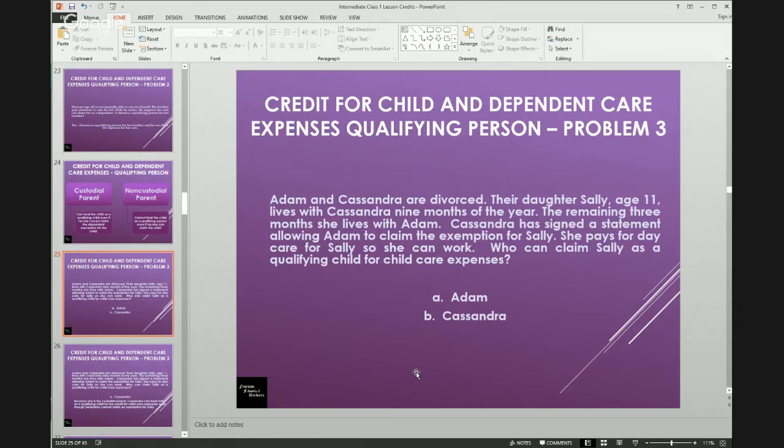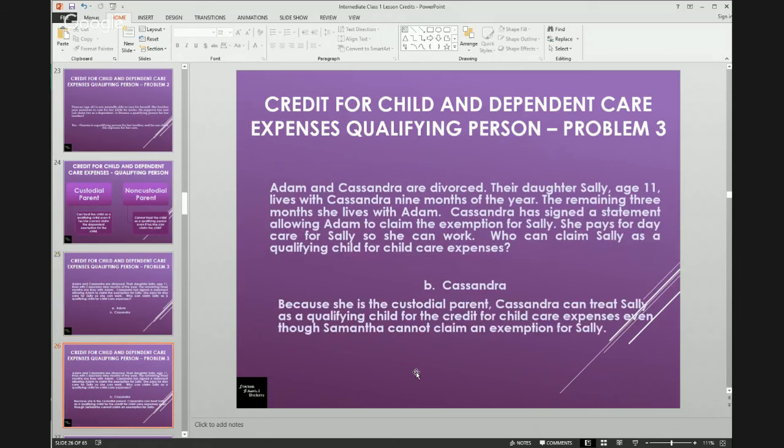So here we have Adam and Cassandra are divorced. Their daughter Sally lives with Cassandra 9 months of the year. The remaining 3, she lives with Adam. Cassandra signed a statement allowing Adam to claim the exemption for Sally. Cassandra pays for daycare for Sally so she can work. Who can claim Sally as a qualifying child for child care expenses? It would be Cassandra because she is the custodial parent. Cassandra can treat Sally as a qualifying child for the credit purposes, even though she cannot claim the exemption for Sally.